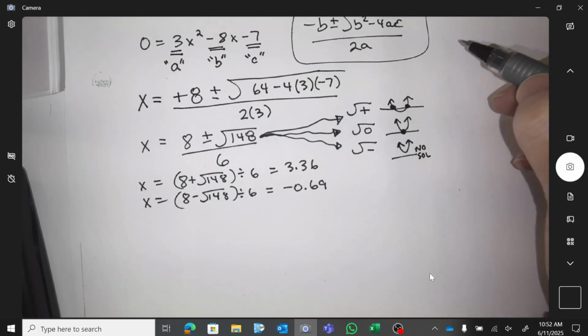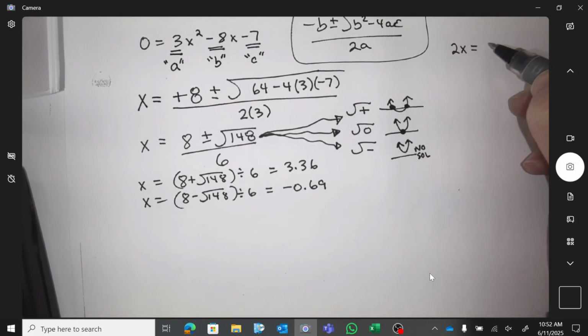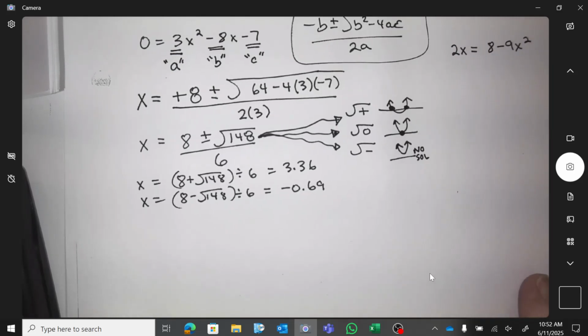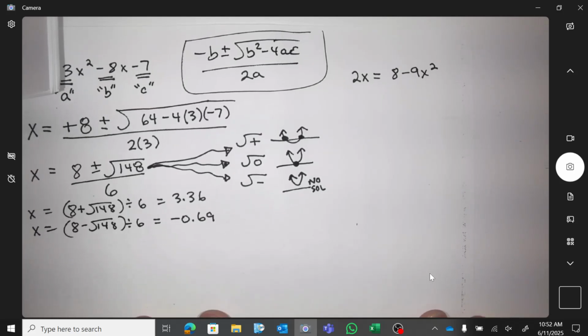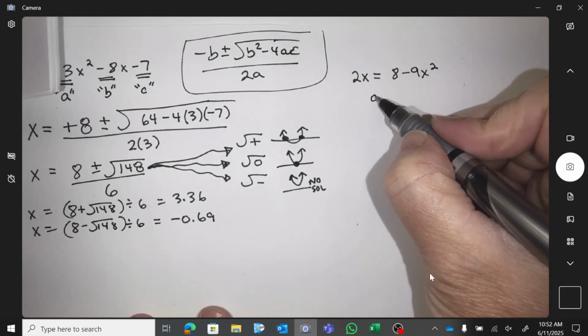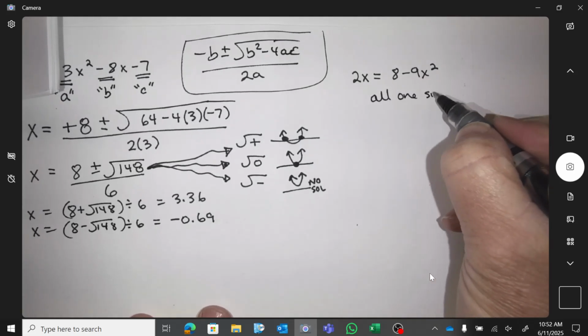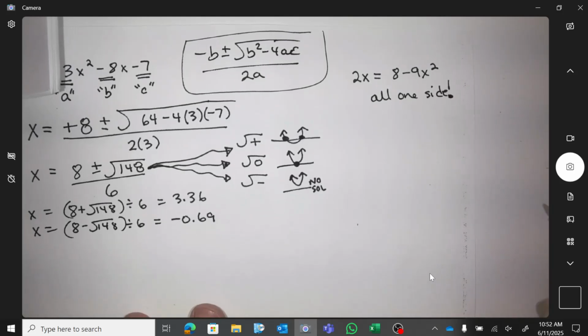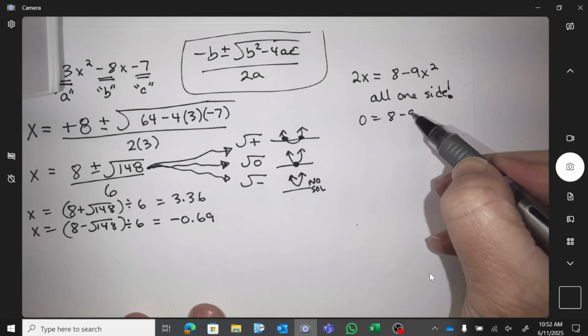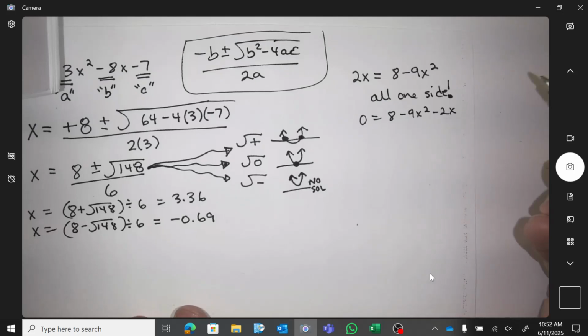Okay, what if I threw something like this at you? What's going on? What do you have to do? You can't just throw stuff into the formula. What do you know? Yeah, you have to have all one side. That's important. They all have to be on one side. Okay, great. They're all on one side now.